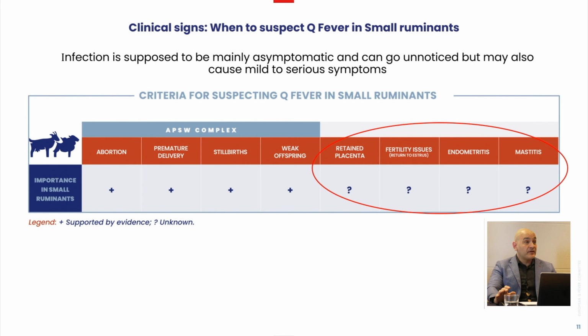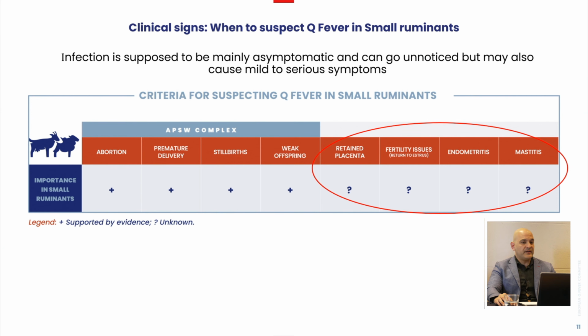Now, regarding the role of Coxiella in secondary reproductive disorders, such as retained placenta, fertility issues due to returns to estrus, endometritis, or mastitis, it remains a subject of ongoing research. In small ruminants, clinical signs outside of the APSW complex are underreported, assuming that sheep and goats may not suffer from this. Recent studies, particularly emerging from goat dairies, have begun to challenge this assumption.